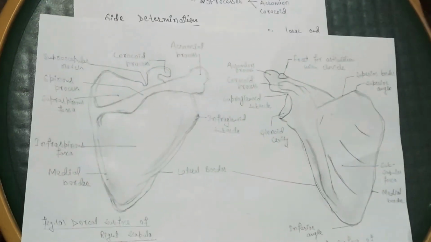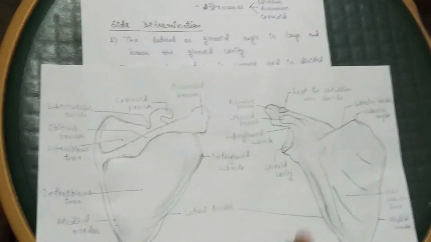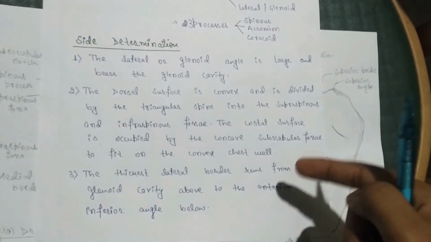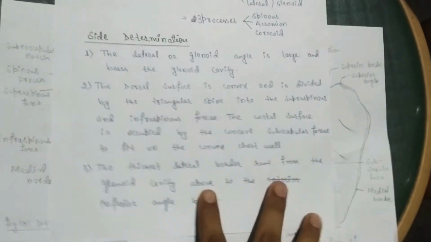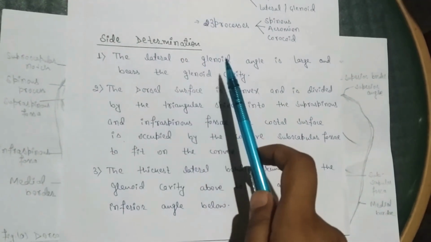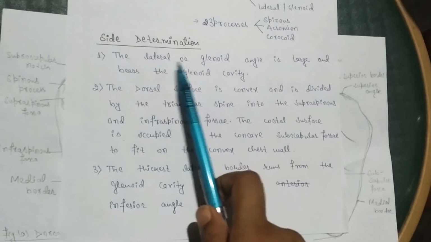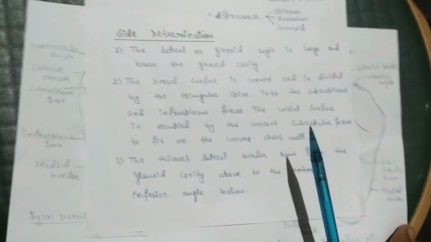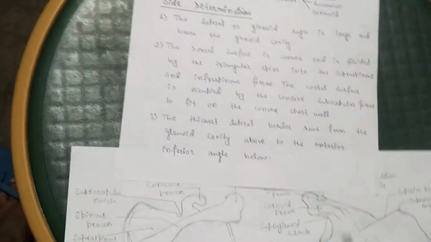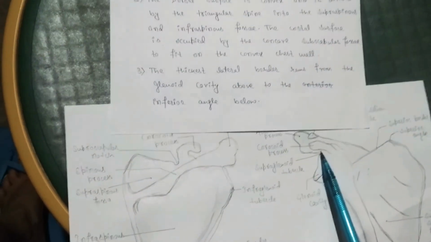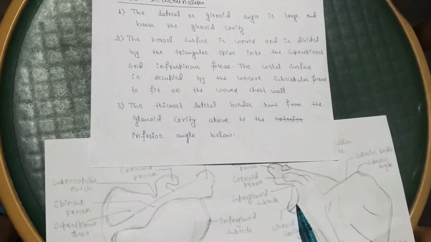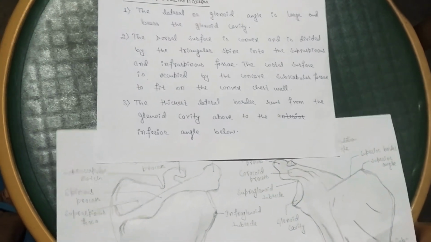And let's start with the side determination. In side determination, we have to discuss four things: the lateral or glenoid angle, dorsal surface, costal surface, and the lateral border. So let's start with the lateral or glenoid angle. The lateral or glenoid angle is large and bears the glenoid cavity. So this is the glenoid cavity and the lateral angle.